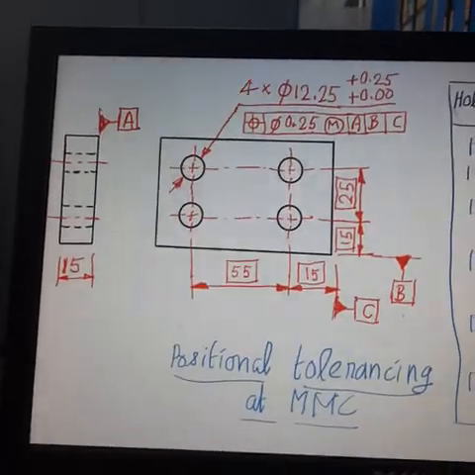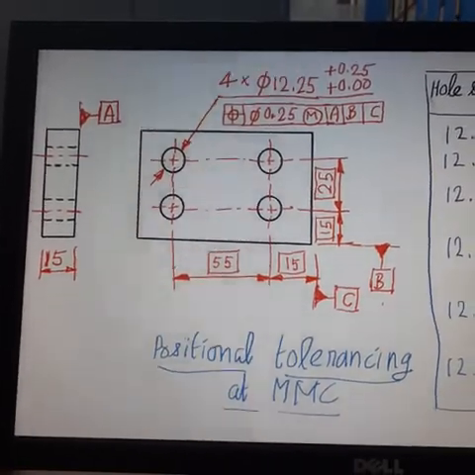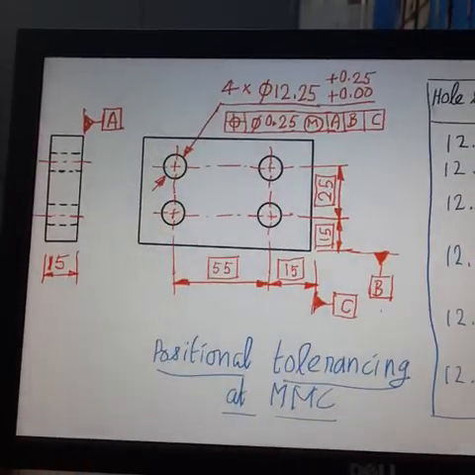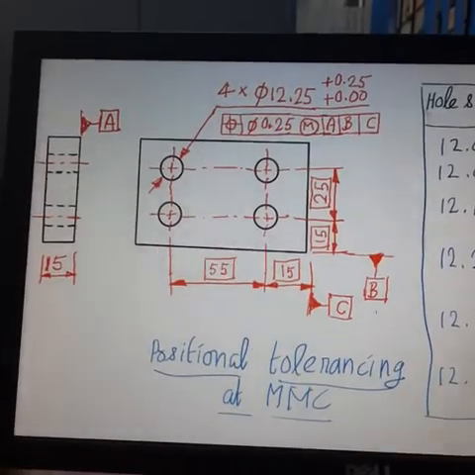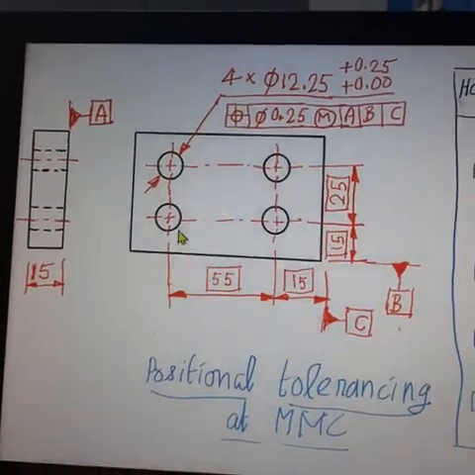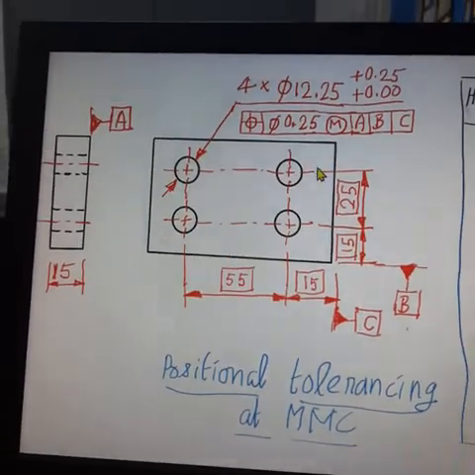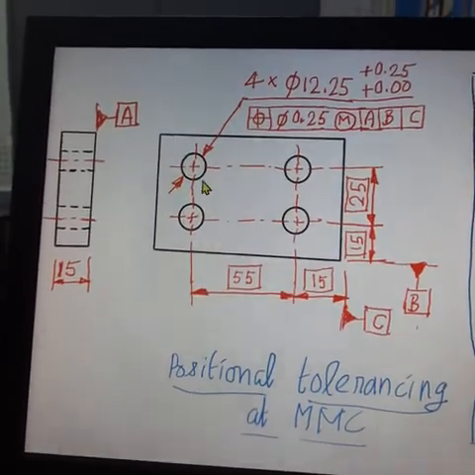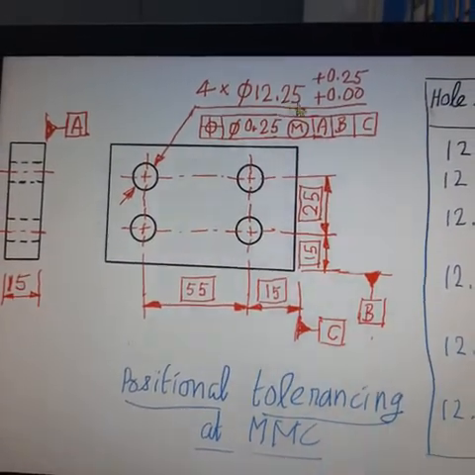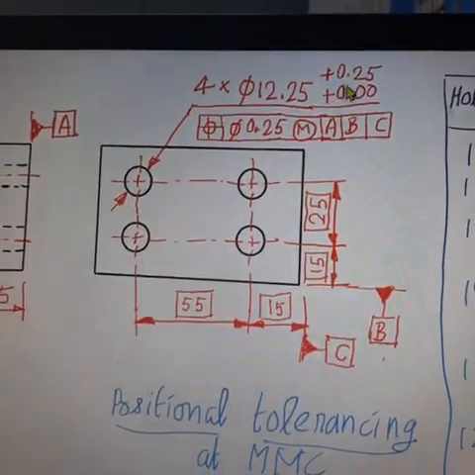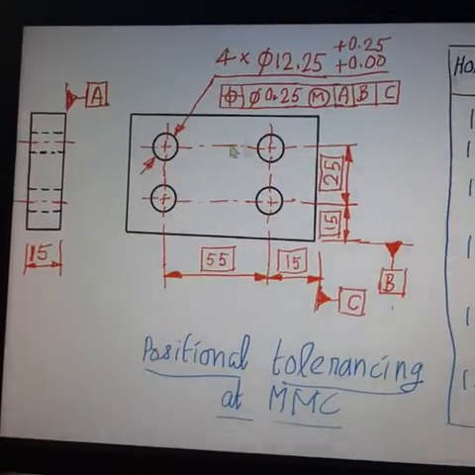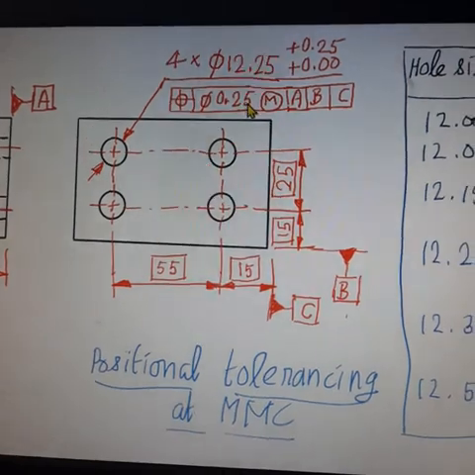Students, we are going to discuss how to convert this drawing using zero positional tolerancing at MMC. This drawing shows a plate containing 4 holes. The holes have a lower limit of 12.25 and an upper limit of 12.5. The applicable value of position tolerance is 0.25 at MMC.